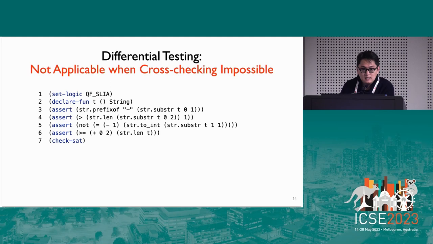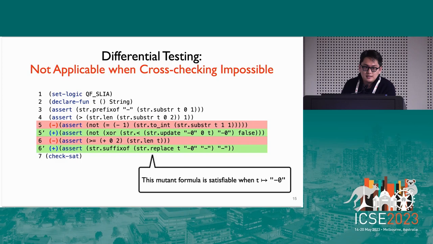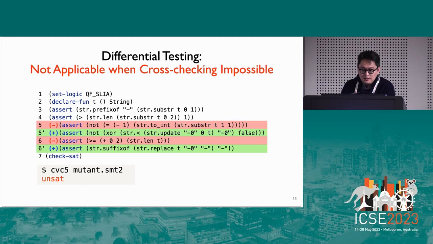Let's start off with an example. In this slide, a satisfiable formula is given. Let's assume that we are generating a mutant formula by replacing lines 5 and 6. This mutant formula is satisfiable when the variable t has a value of a string negative 0. But CVC5 returns a wrong result, unsat, on the given mutant formula.